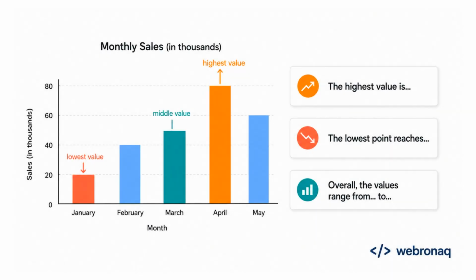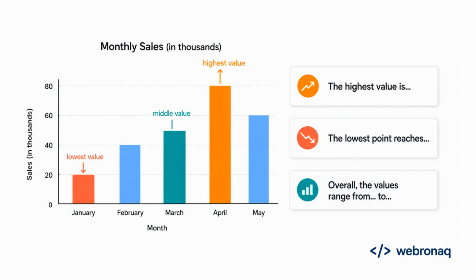Alright, now that we have the title and labels, which we covered in the previous slide, it is time to actually read the data. Start with 3 simple questions. What is the highest value? What is the lowest value? And what sits somewhere in the middle? Look at the chart on screen. April has the tallest bar, so you would say the highest value is 80, recorded in April. January is the shortest. The lowest point reaches 20 in January. For the middle, try overall the values range from 20 to 80.